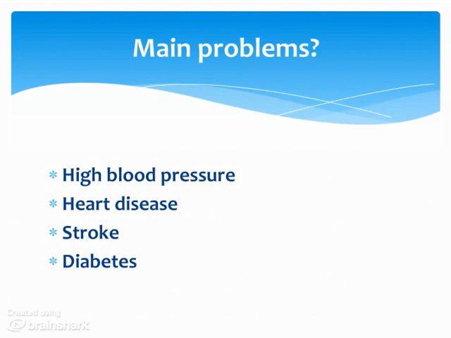It seems that there are a number of problems that can result from being overweight and having metabolic syndrome. Probably the most common are the four here that I have picked out. They may all be connected actually. So a patient may have a combination of these, but high blood pressure seems to be very common, and that may lead to things like heart disease or strokes. And diabetes is also a common problem connected to metabolic syndrome.